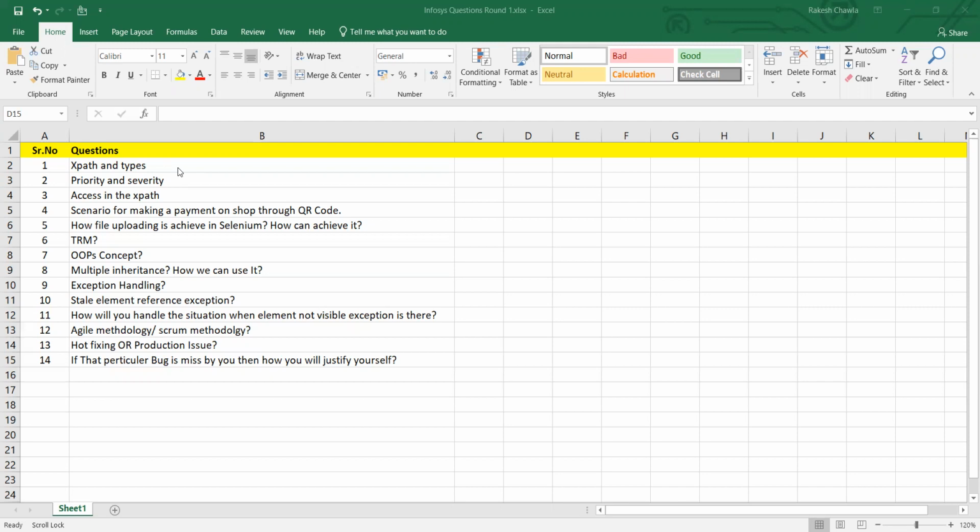Then the third question is about axes in the XPath. So I still need to look into this question. What kind of question is this, right?